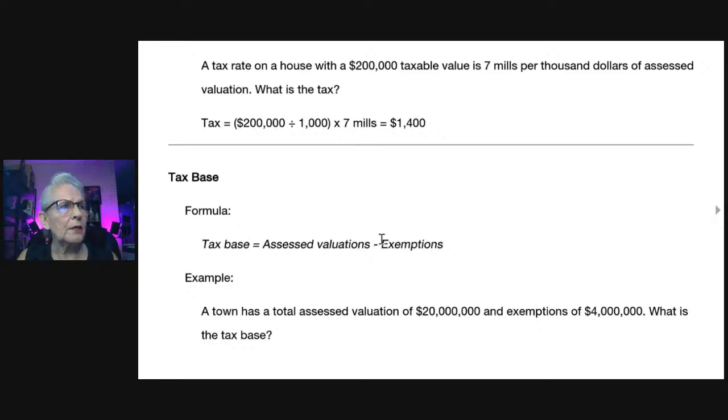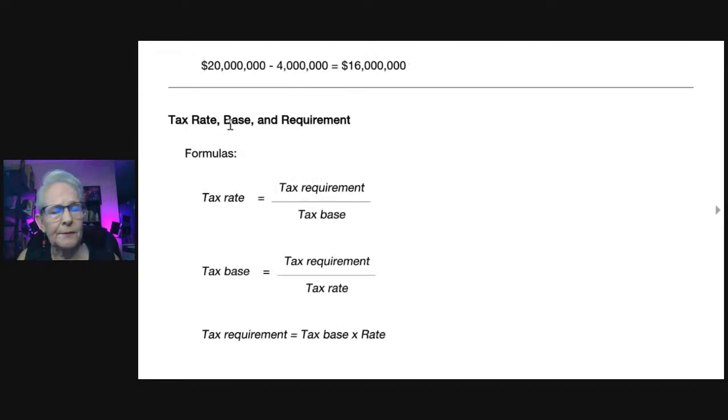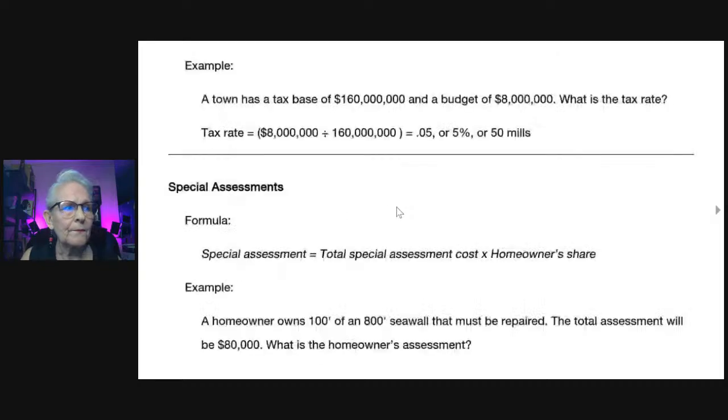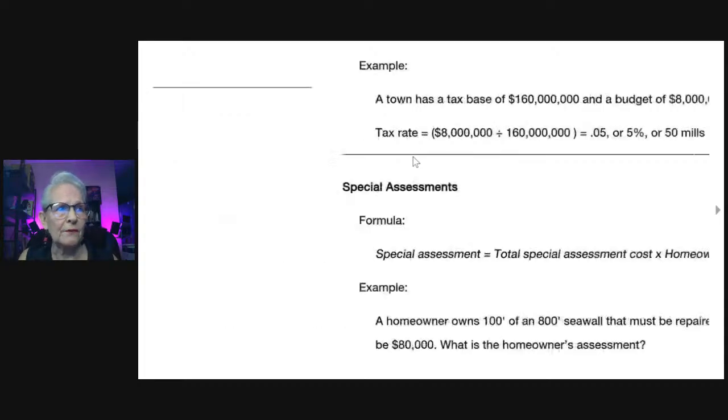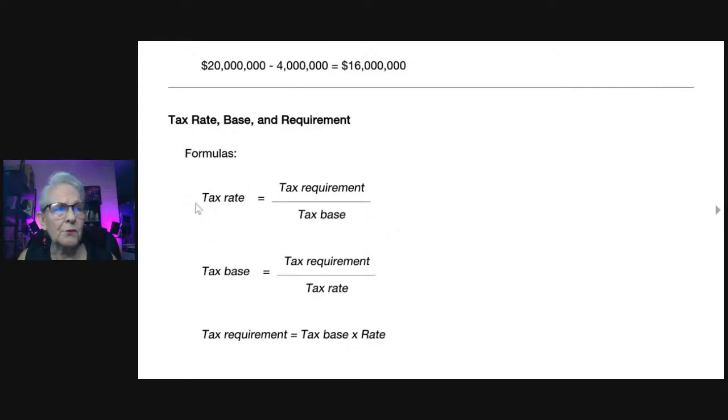Okay, so where are we here? Okay, so the tax rate, the base, and the requirement. So the tax rate, the base was 20 million minus 4 million. That's the exemption, right? So that's 16 million. And then they have a budget of 8 million. So what is the tax rate? The 8 million budget divided by 160 million equals 0.5. So they're solving for here. Tax rate, tax requirement, tax base.